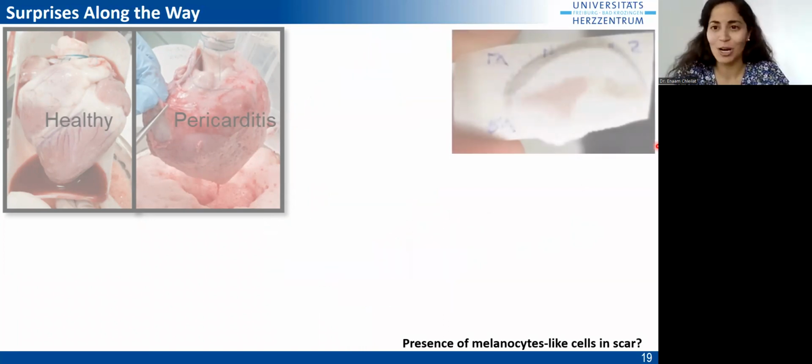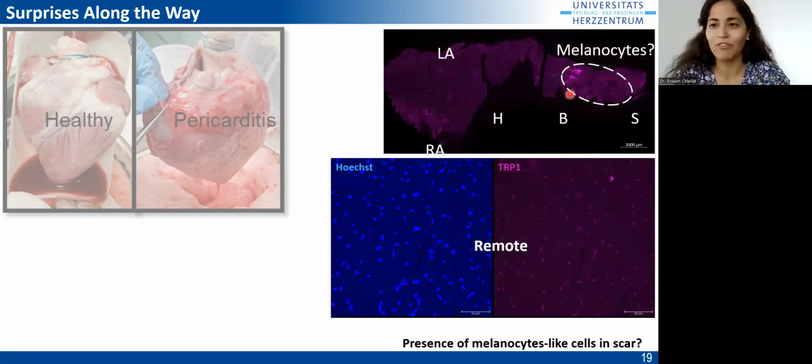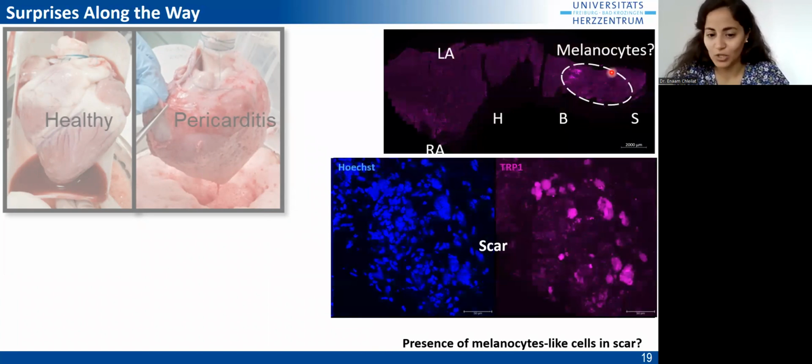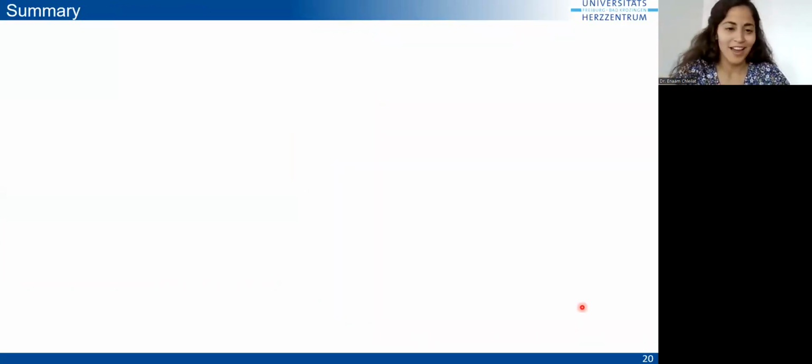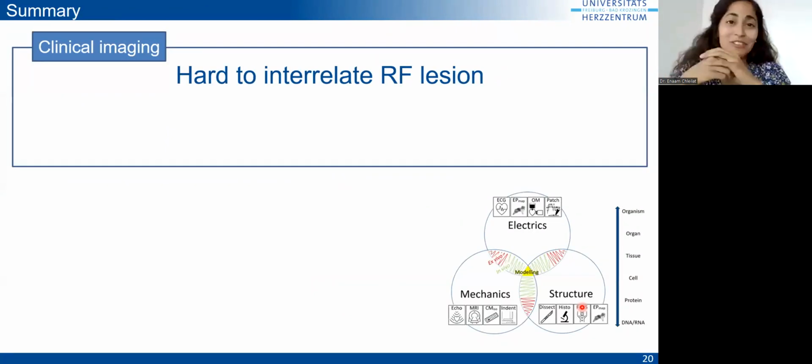I'm not really sure, but when we characterize this very preliminarily further, looking at the healthy area, we see that there isn't the presence of TRP1, which is a marker of melanin synthesizing cells, but then when looking at the scar area, we do see this. What role might it play? Melanocytes are thought to be stiffer, so maybe this is a mechanical substrate for arrhythmias, but this needs a lot more work.